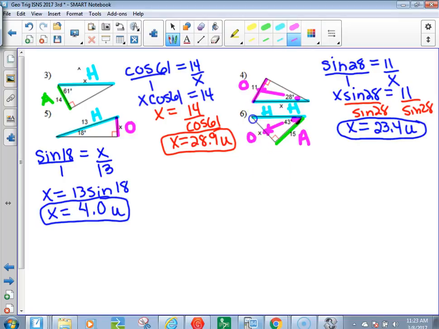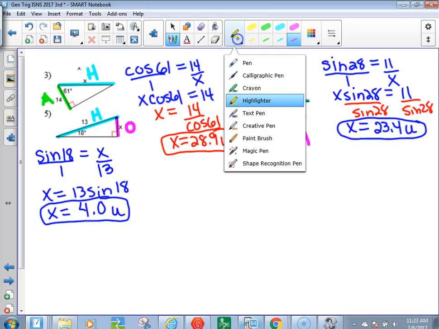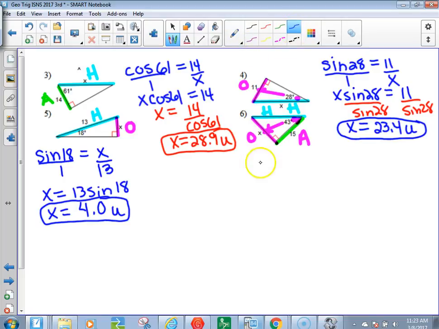Are you working, is the hypotenuse labeled? No. That's tangent. Two legs, you're doing tangent. Tangent of 43 equals x over 15.